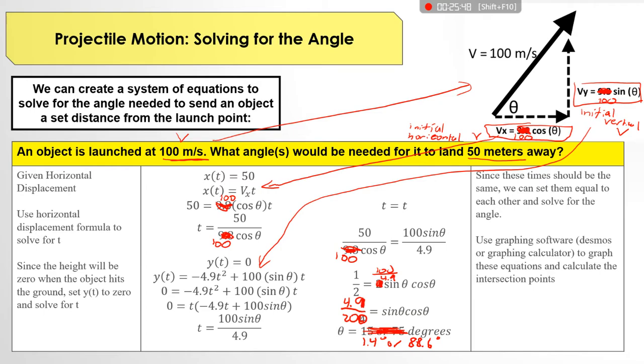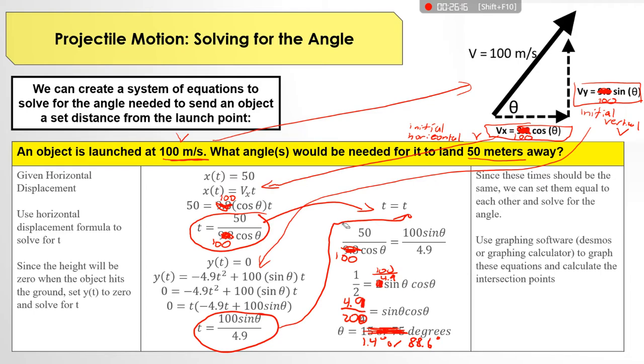Wait, Mr. Brandon, on the last part, there's like a 1/2 equals 4.9 over 100 sine times cosine theta. What does that mean again? So what we're doing is we're setting these two times equal to each other. So I got one time here that I'll plug in here, and one time here that I'll plug in here.